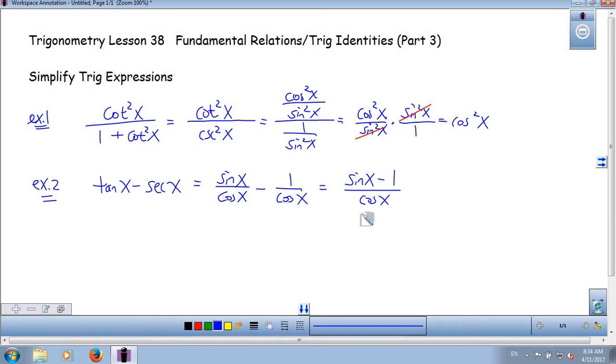There are many other ways that we can do this. We could multiply this by sine x minus 1, sine x plus 1. But we'll probably leave it right here for now. Alright, let's take a look at another example here.